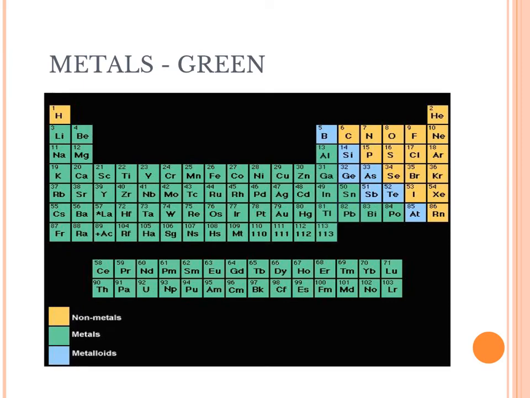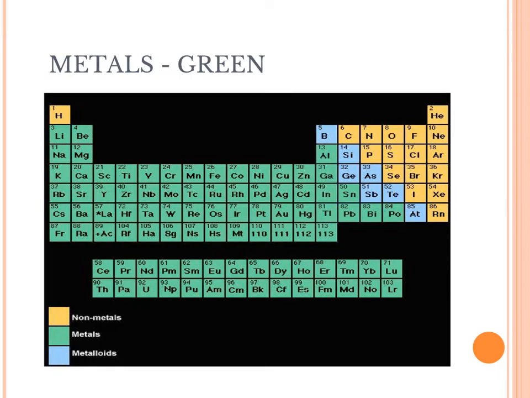Here's a picture of a periodic table, and in green, you'll see that most of the left and middle of the periodic table, including the rows on the bottom, are considered to be metals, about 80%. I'd like you to pause the video at this time, take out your periodic table, and find a colored pencil or a highlighter, and color in the metals.